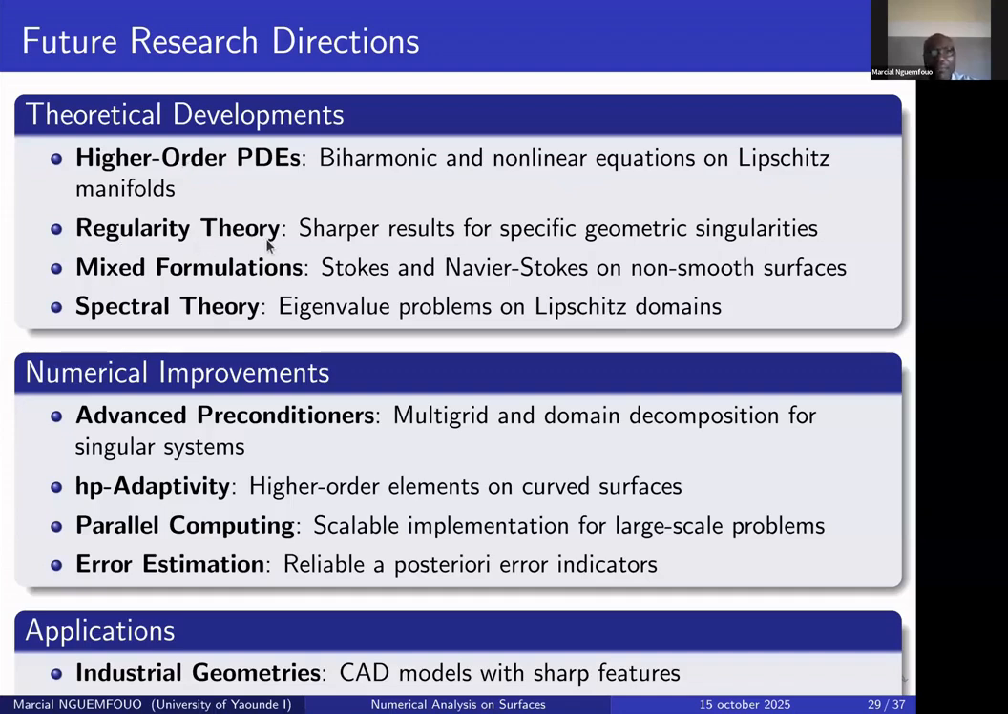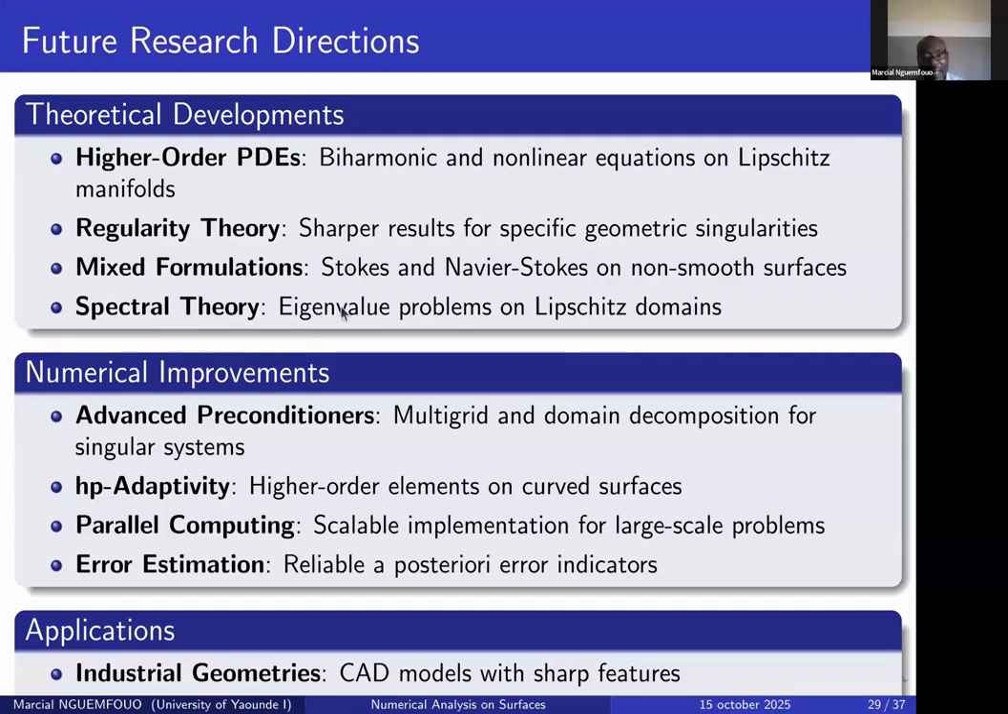The regularity theory: sharp results for specific geometry singularities. The mixed formulation: the Stokes and Navier-Stokes equations on non-smooth surfaces. Here, I started Stokes and Navier-Stokes mixed formulation using the Taylor-Hood finite element method, but I have not yet done it on non-smooth surfaces. Even the Darcy equation, Darcy-Forchheimer, and Darcy-Forchheimer-Brinkman equations, we can apply the same theory, the Cahn-Hilliard equation, and the spectral theory.